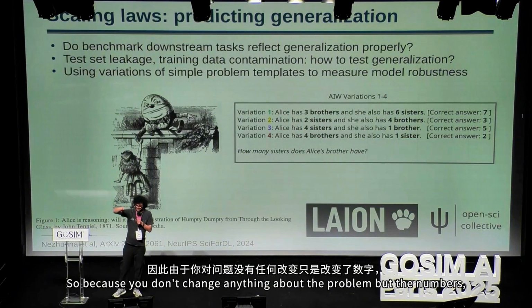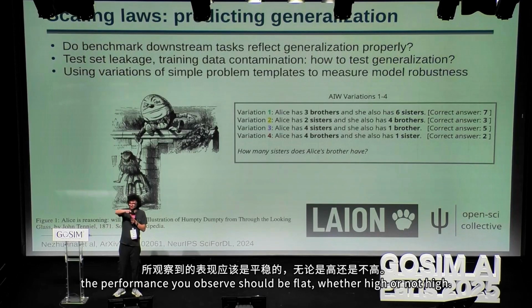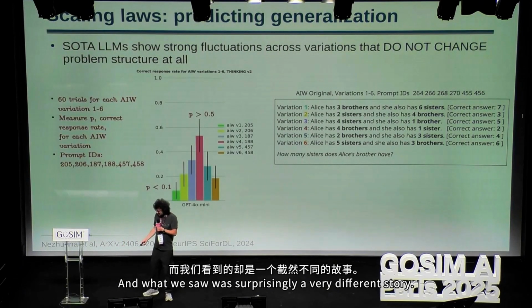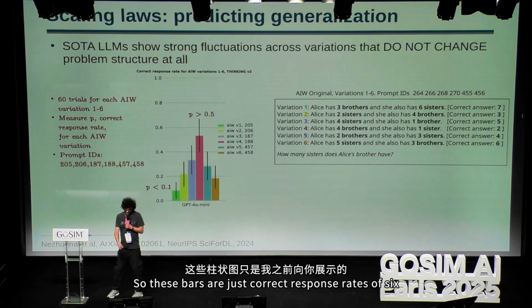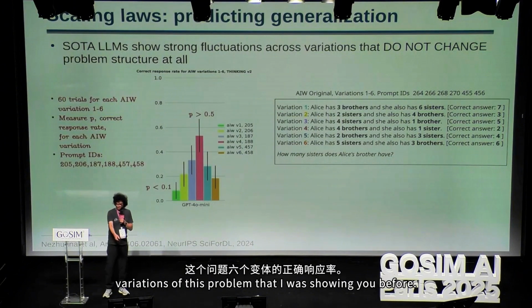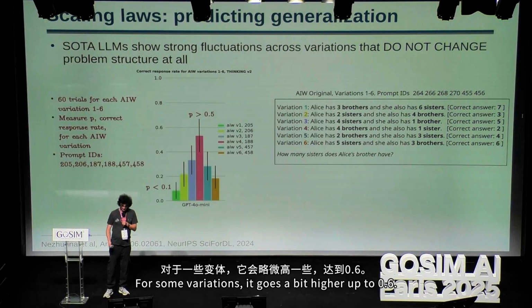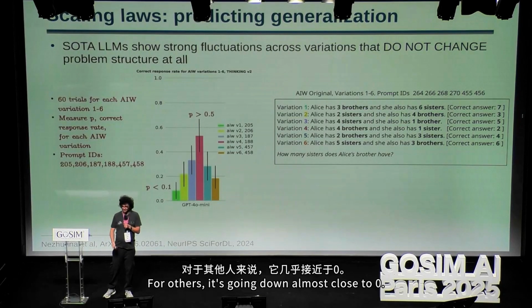Because you don't change anything about the problem but the numbers, the performance you observe should be flat, whether high or not high. And what we saw was surprisingly a very different story. These bars are just correct response rates over 6 variations of this problem that I was showing you before. And you have really weird fluctuations. For some variations, it goes a bit higher up to 0.6. For others, it's going down almost close to 0.